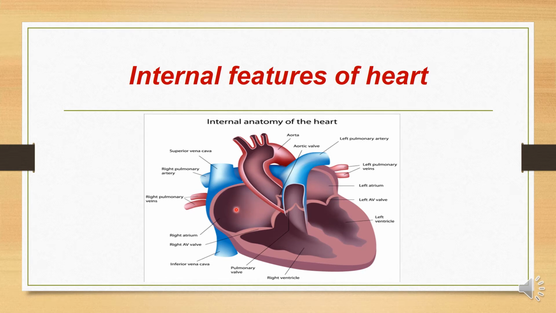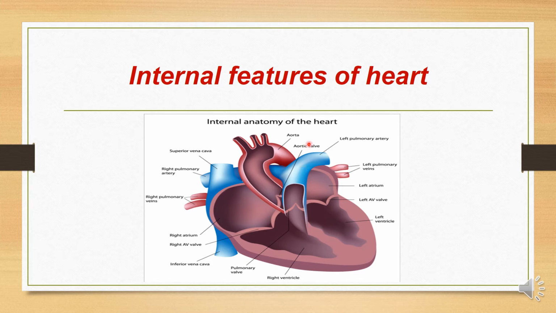This is the right atrium that receives deoxygenated blood from the body through these major veins. This is the superior vena cava and this is the inferior vena cava. These veins are bringing deoxygenated blood into the right atrium. From the right atrium, blood is going down into the right ventricle. From the right ventricle, the blood is going into the lungs through this pulmonary artery.